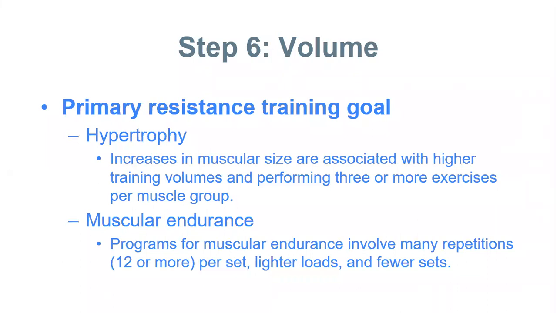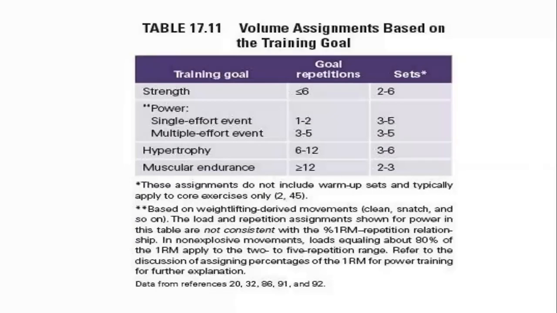So when we're looking at step 6, volume, this is primarily for resistance training goals, either hypertrophy or muscular endurance. For hypertrophy, the definition is increases in muscle size associated with higher training volumes. Muscular endurance is increased with many repetitions per set, light loads, and usually fewer sets. So it would be a smaller volume.